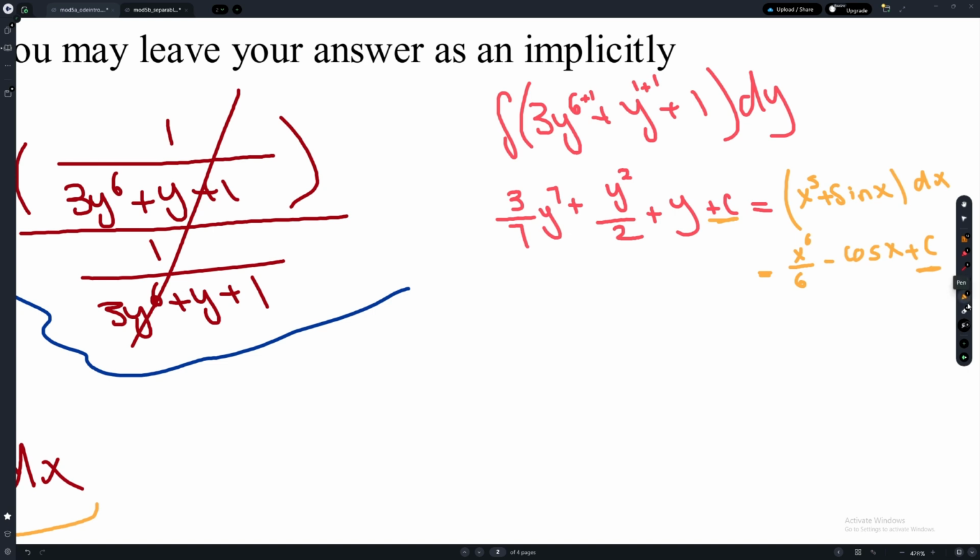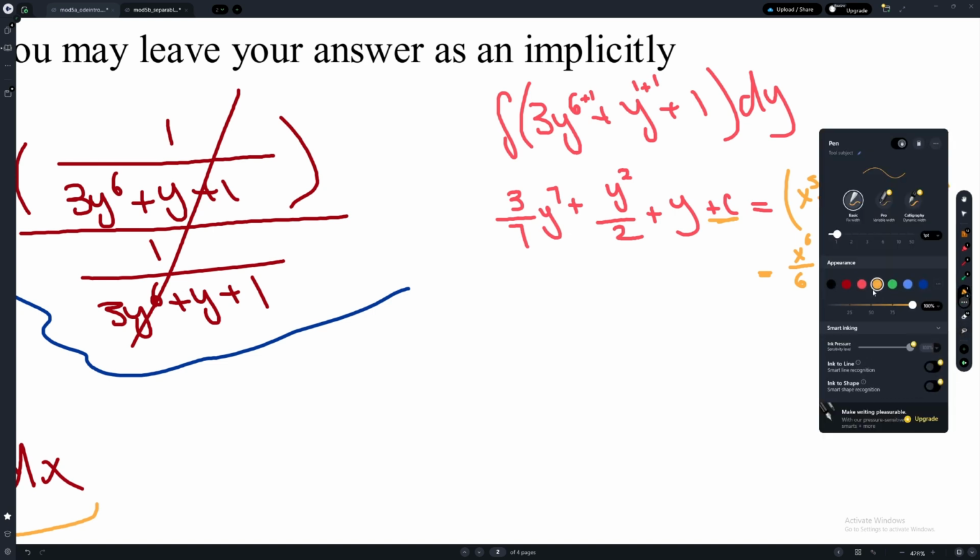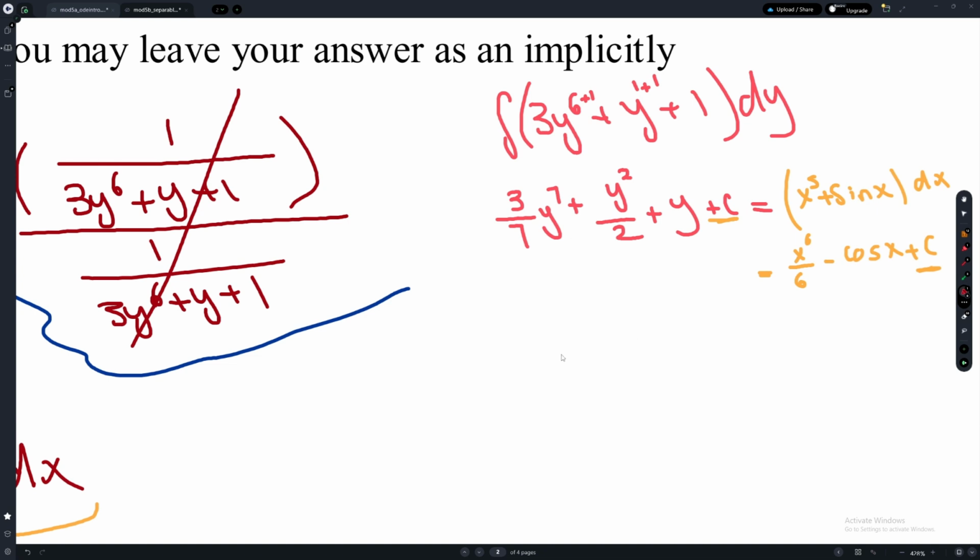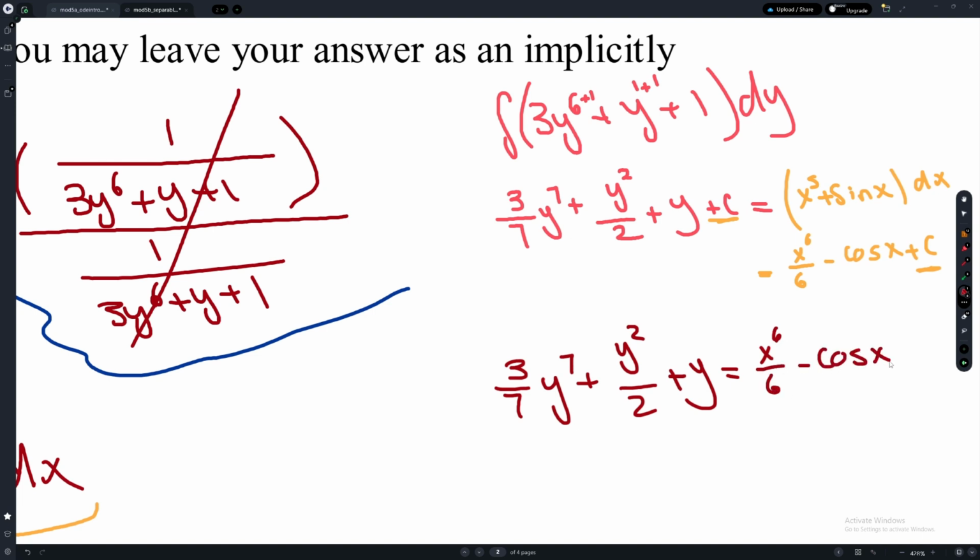If I can find my pen. Yeah, so we can combine the c's into one equation. So we have 3 over 7 y to the 7 plus y squared over 2 plus y equals, what do we have? x to the 6 over 6 minus cos x, right? And now we can just add, at the end of it, plus c.